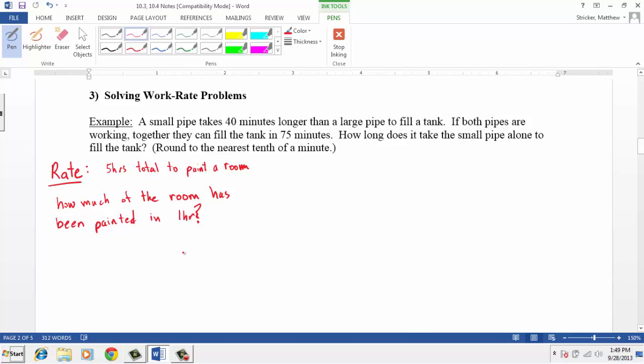If it takes 5 hours total to paint a room, how much of the room has been painted in 1 hour? Well, each hour, a fifth of the room would be painted. So the answer to this question is 1/5. And that's how we find a rate, especially for these type of problems. The person that's doing this painting job can paint 1/5 of the room per hour. That's a rate. So we're going to define rate to be equal to 1 over the total time.